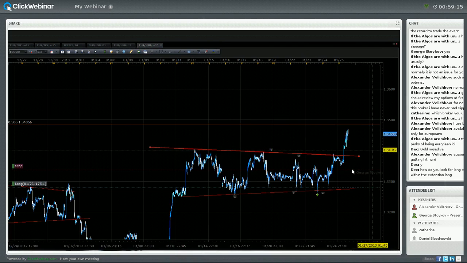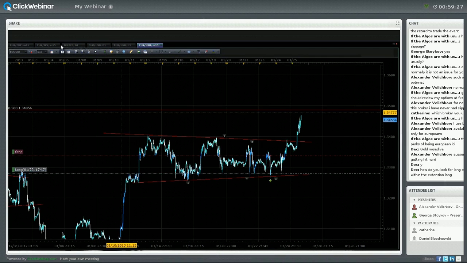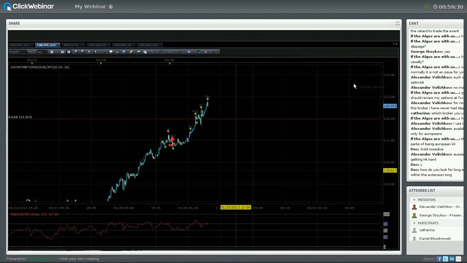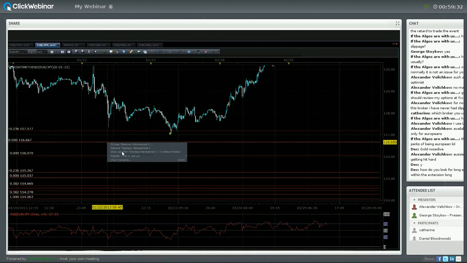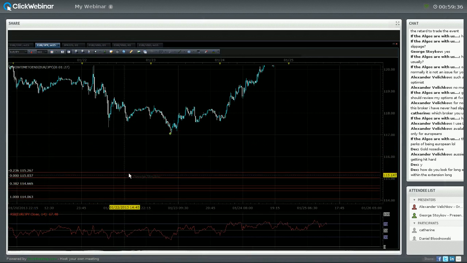How do I look for Wong entries within extensions? Now, perfectly speaking, the perfect way that you look at the strategy is you need a halfway back Wong that goes to target. Okay, I'm going to give you an example. Actually, this is probably the best example. Let's remove all these fibs so they don't confuse people.